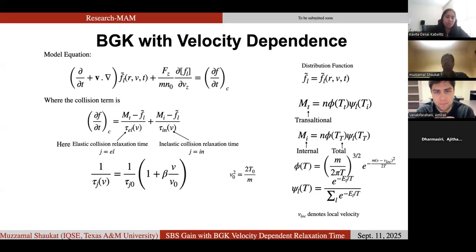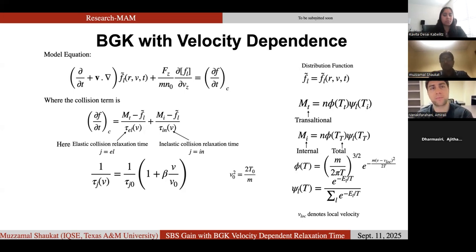And that dependence, the relaxation time for elastic or inelastic collisions, comes with a linear dependence on the velocity normalized by this V naught factor, and there is an extra beta parameter, which is the free parameter I am considering, which we can adjust in accordance with the experimental requirement.